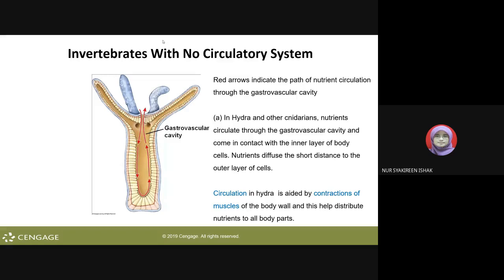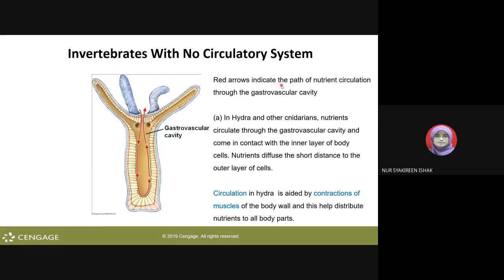So this is an example of hydra. As you can see here in the diagram, the body plan is really simple. They have two layers of cells, the inner layer and the outer layer. This is the gastrovascular cavity, and they only have one opening, where the food enters and also where the waste is released. They have tentacles here to catch their prey.